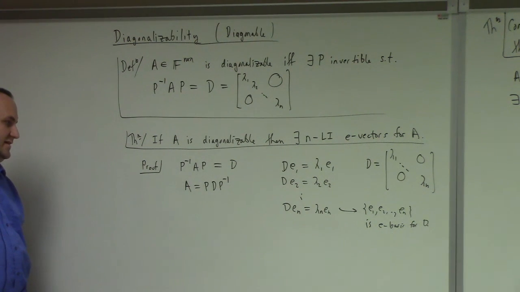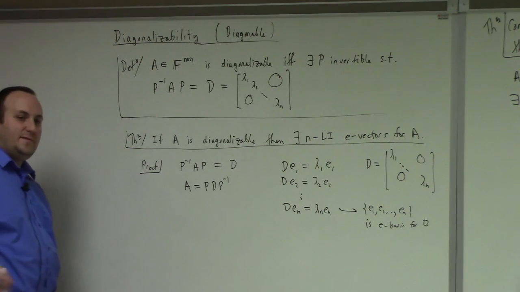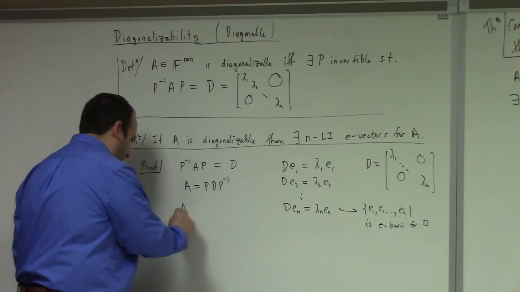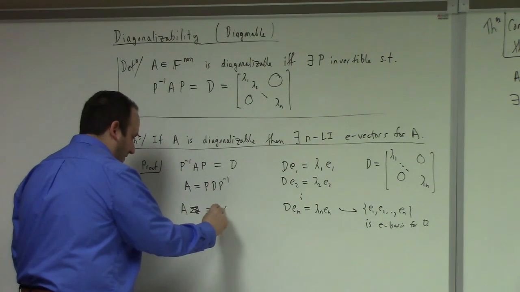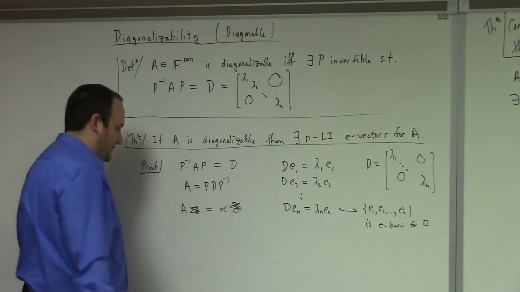Yeah, but I need the... It's not enough to just get linear independence. I need to be able to show that A times whatever is equal to some constant times whatever it was.